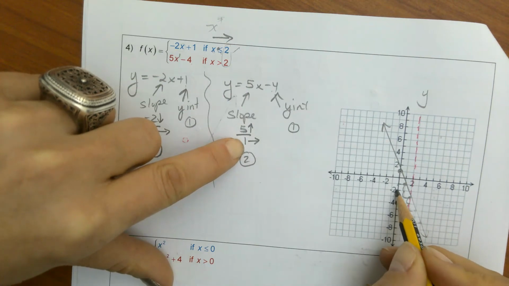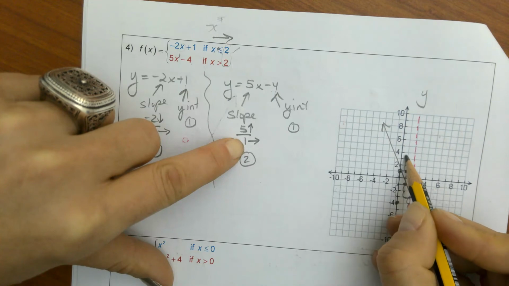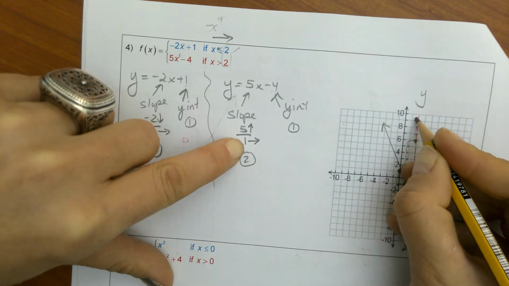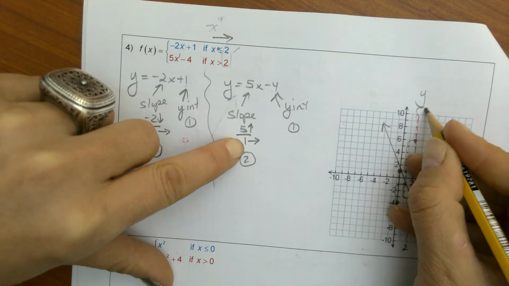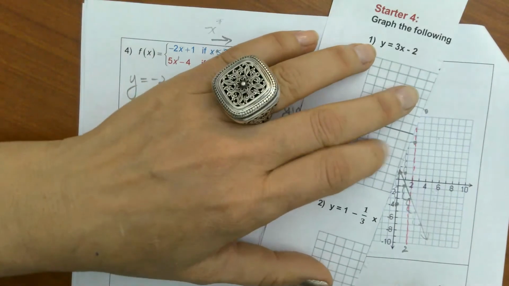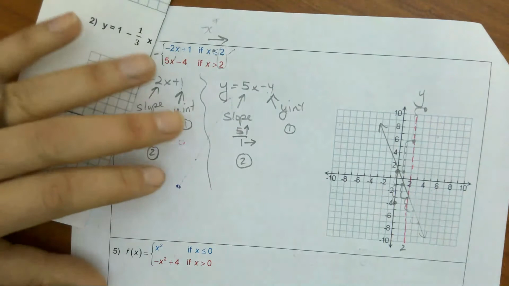1, 2, 3, 4, 5, and over 1. 1, 2, 3, 4, 5, and over 1. There. Okay. That's not too many points, but it's good. I want one more point.